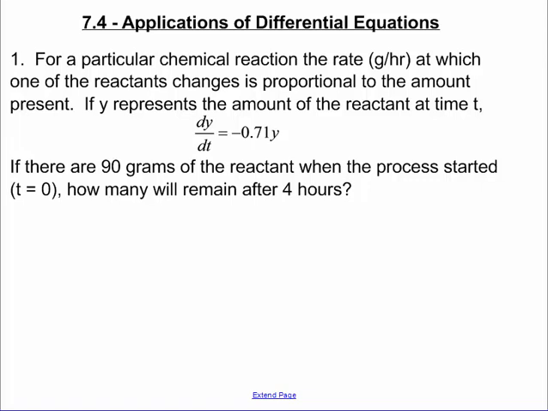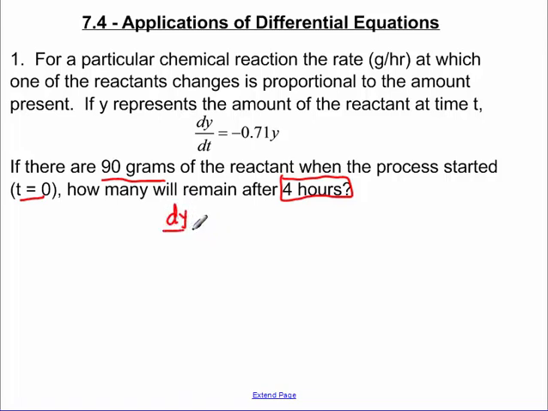Today we're going to be talking about some applications of differential equations. Our first example has, for a particular chemical reaction, the rate at which reactants change is proportional to the amount present. We have 90 grams at t equals 0, and we need to know the amount after 4 hours. Honestly, there's a little bit of calculus to this, but a lot of it is actually pre-calculus.